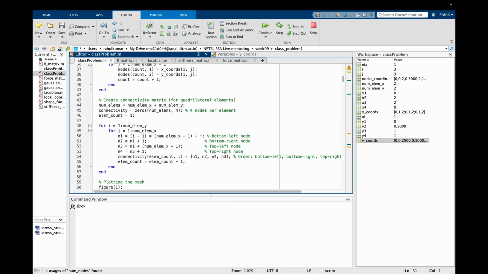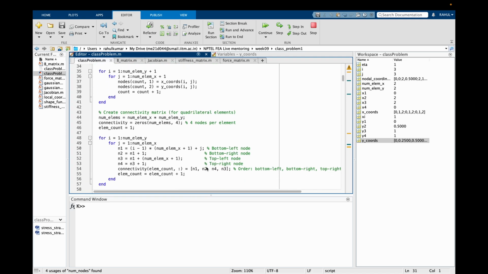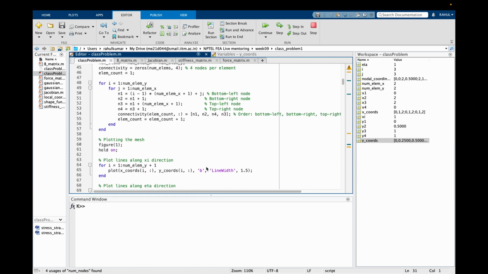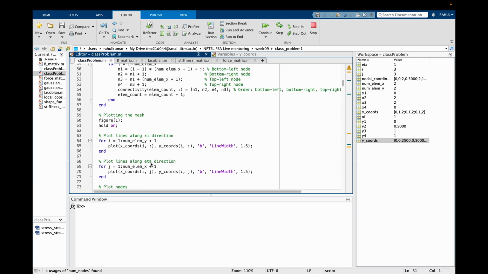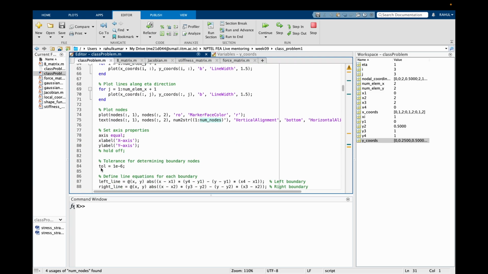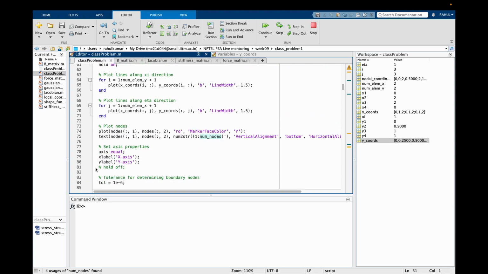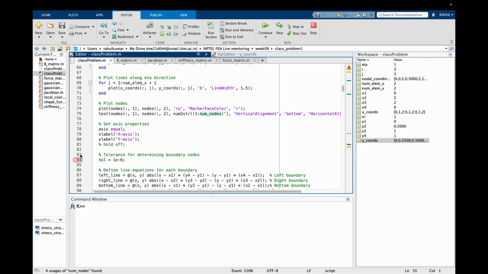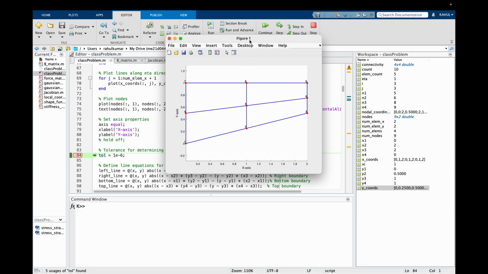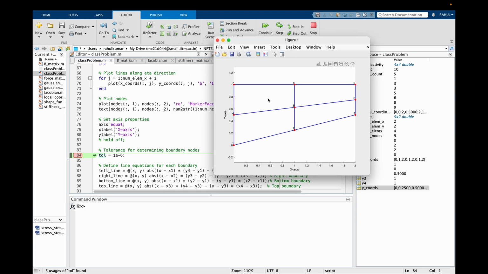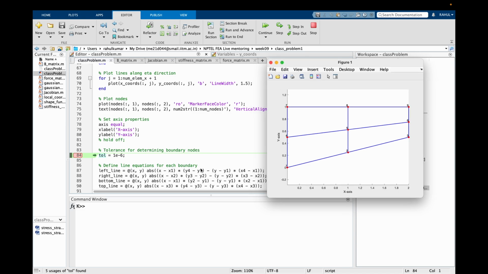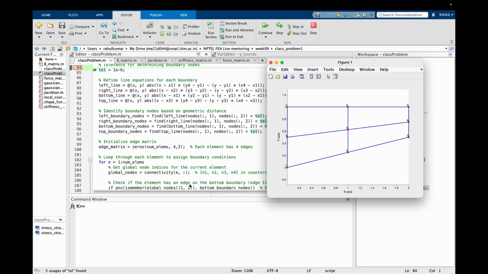Okay, so now we will see how it is creating a mesh. We will run to this point. Here we can see that it has created 4 elements, element 1, 2, 3 and 4, so whatever we have imagined. Now it will create an edge matrix.